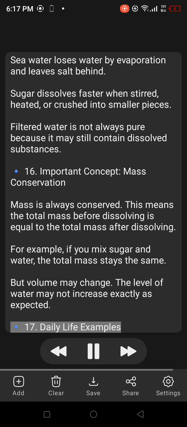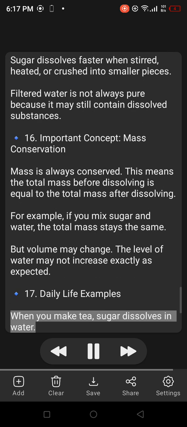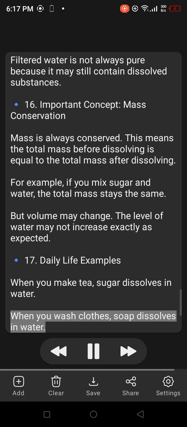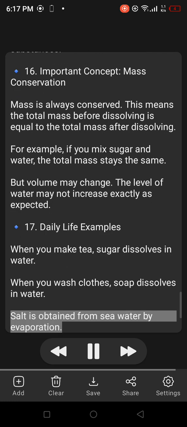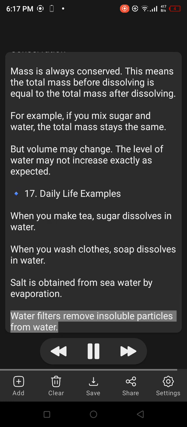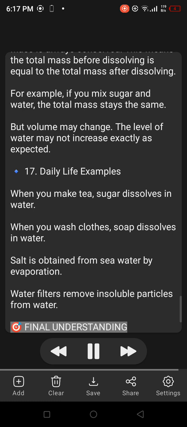17. Daily life examples. When you make tea, sugar dissolves in water. When you wash clothes, soap dissolves in water. Salt is obtained from seawater by evaporation. Water filters remove insoluble particles from water. Final understanding.